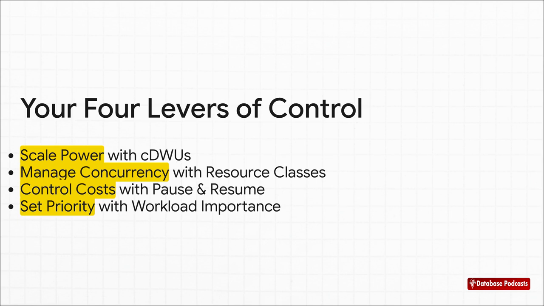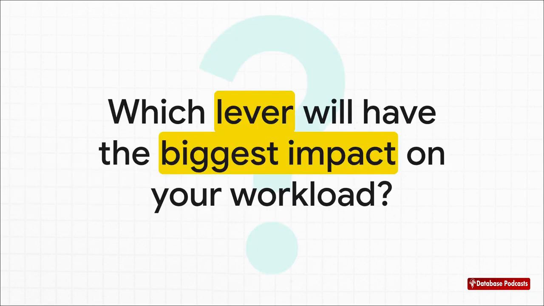So let's bring it all together. You really have 4 main levers of control to master your Synapse data warehouse. Lever 1, scale your overall power with cDWUs. Lever 2, manage concurrency, how that power gets divided with resource classes. Lever 3, control your costs with that super simple pause and resume feature. And lever 4, set your priorities and decide who goes first with workload importance. When you get a handle on these 4 controls, you're well on your way to running a data warehouse that's not just powerful, but also efficient and cost-effective.